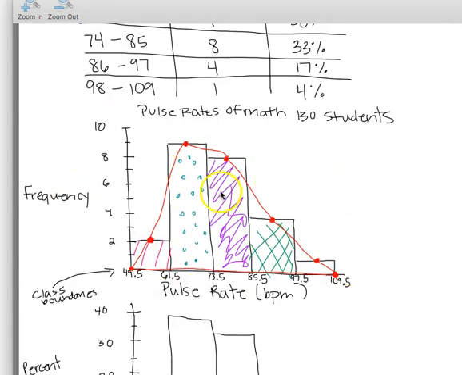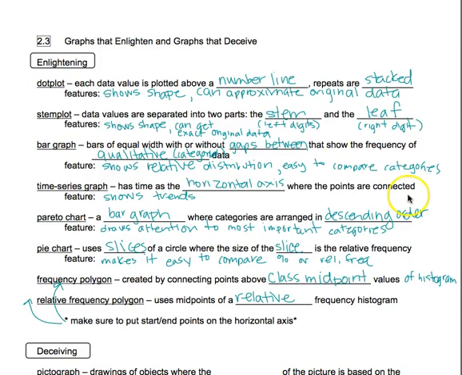So this one and the Pareto chart are probably the two newest ones. Those are the ones you probably want to focus on the most, making sure you know how to create them since they're new. All right, so that's how we create a frequency polygon.